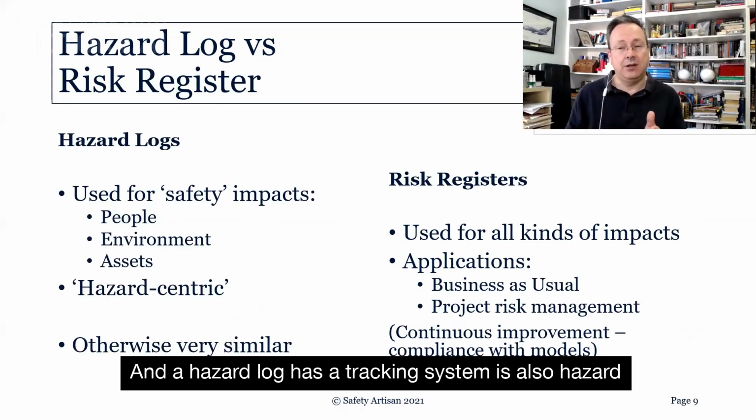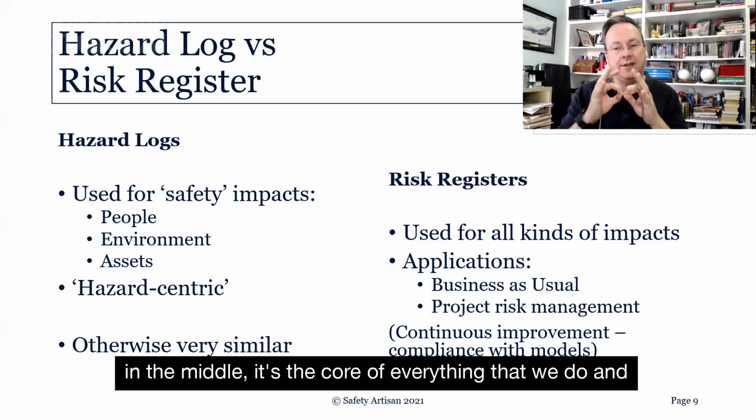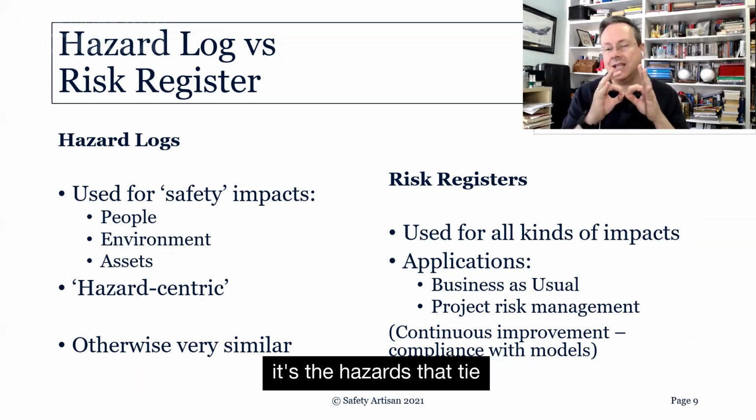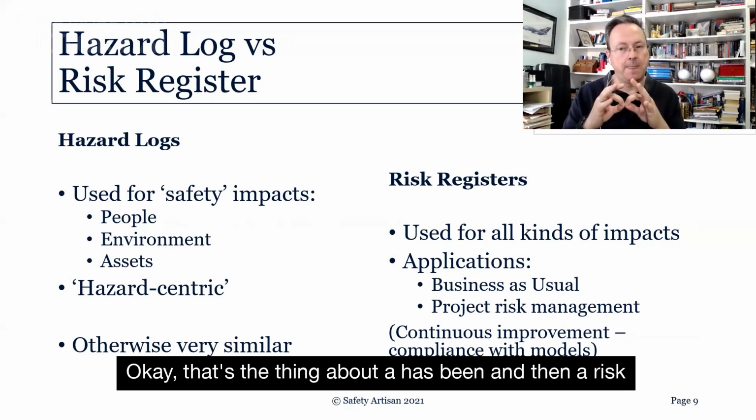And a hazard log or hazard tracking system is also hazard centric. You remember the bow tie, the hazard is there in the middle. It's the core of everything that we do. And it's the hazards that tie multiple causes and multiple consequences together. Okay. That's the thing about a hazard log.